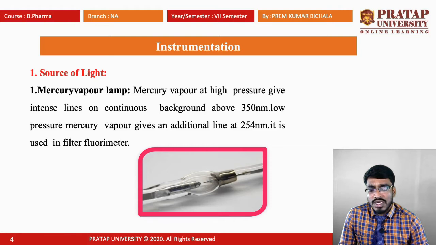The construction of the vapor lamp is given in the following picture. It should have a glass tube where the mercury is going to be placed. When you apply some pressure, then the mercury vapors give some intense lines, so that may be used as a source.